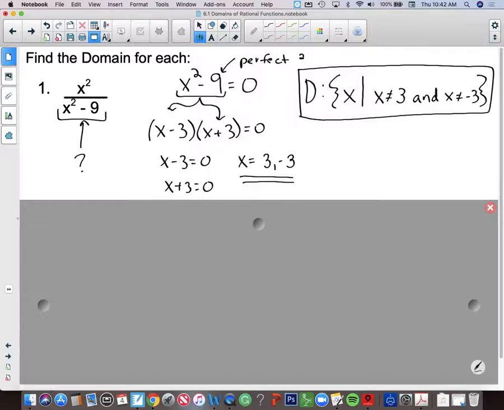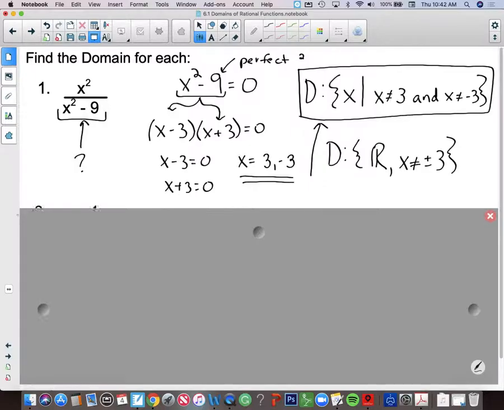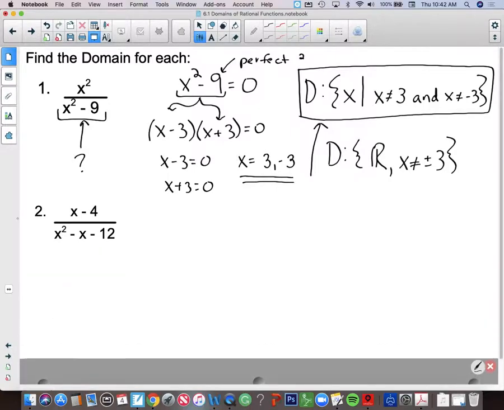Okay, another way that you could write it, which I've had my Algebra 2 students do, I say it's all real numbers, x cannot be positive or negative 3. That's a little simpler way to do it, but if we're looking for set notation and the way you're going to see the answers in the textbook, the one in the box up there is the way you would do it. So that's how we find our domain for that one.